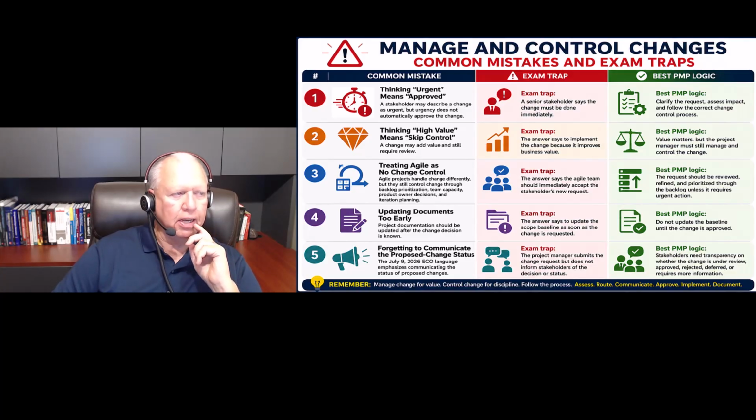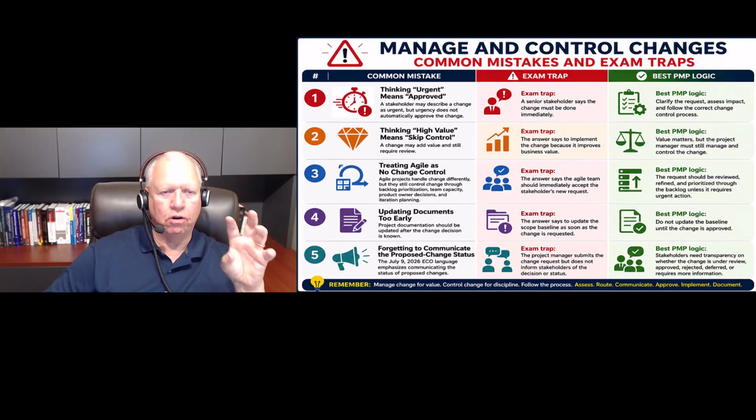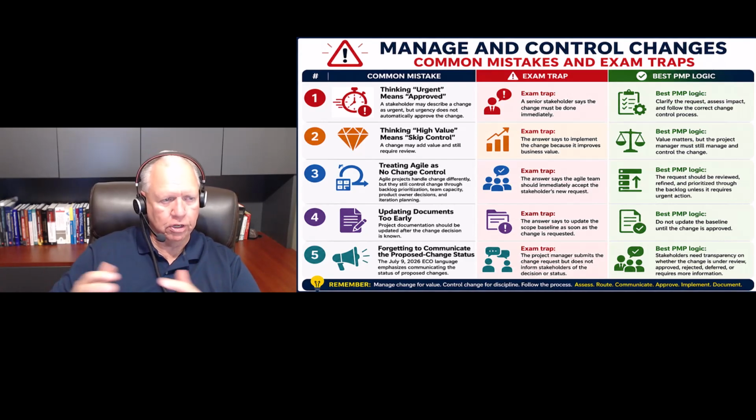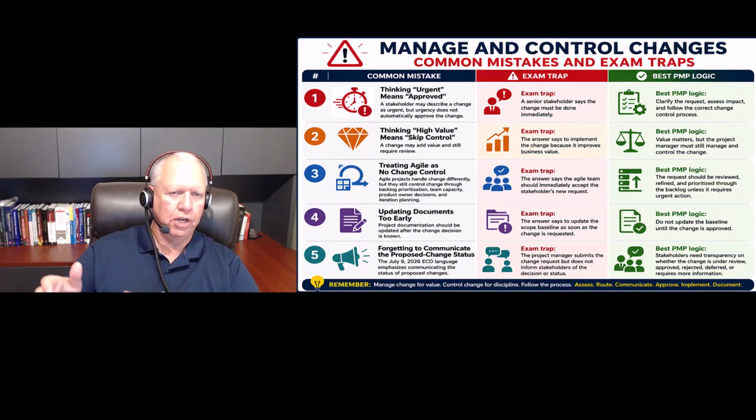Number 2 would be thinking high value means skipping the controls. High-value targets or high-value initiatives do not remove the controls put into that project. The answer says to implement the change because it improves business value. That's a good thing, but the best PMP logic is that value matters, but the project manager must still manage and control the change just like he or she does in anything else.